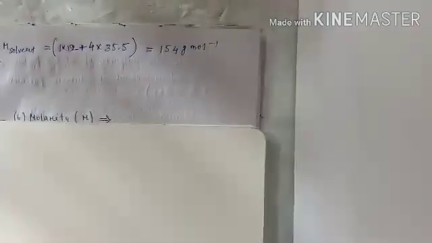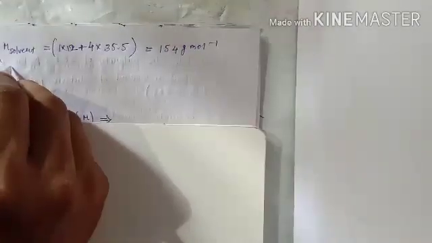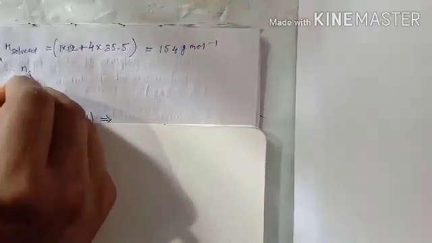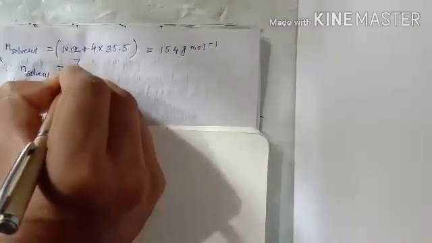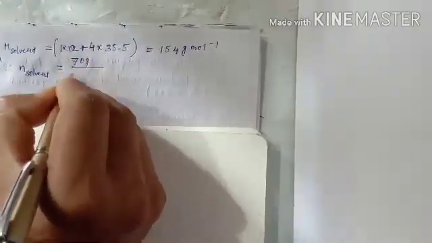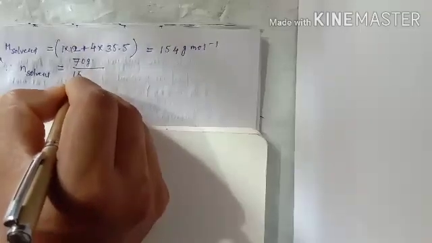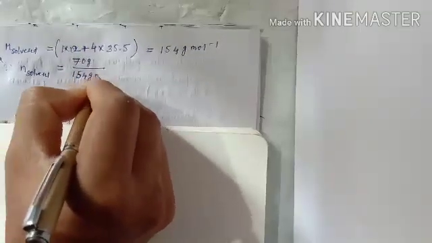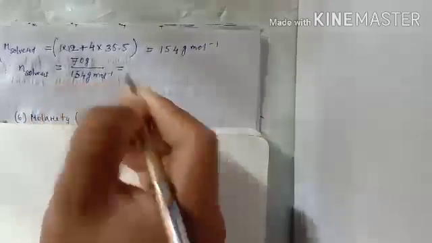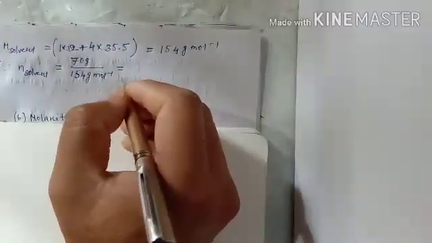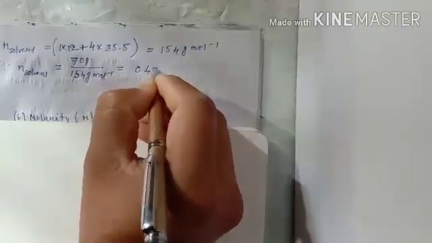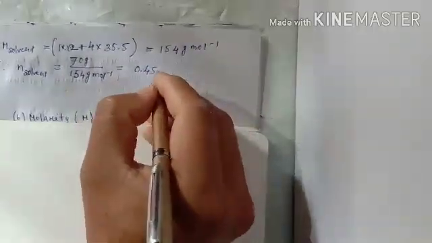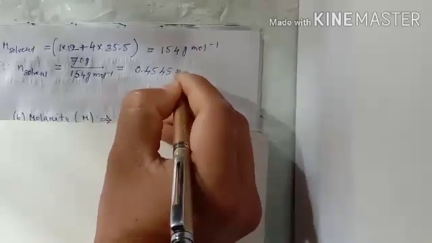So we got the molar mass of the solvent. So the number of moles of the solvent, carbon tetrachloride: we know the weight is 70 gram, and the molar mass we deduced is 154 gram per mole. If we do the division, we get the value approximately equal to 0.4545, the number of moles.